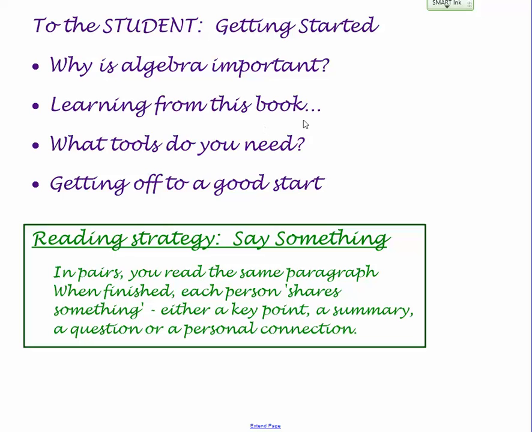And how to learn from the book and the tools that you need and what you need to bring to class. And really, all you need to bring to class every day is your binder and your laptop, and charge it every night. And the other things, if you forget, I have extras for you. And then how to get off to a good start. And so we discussed that in class today.